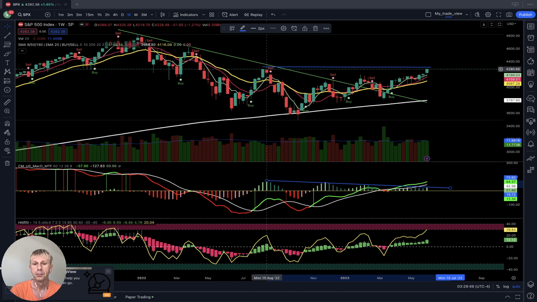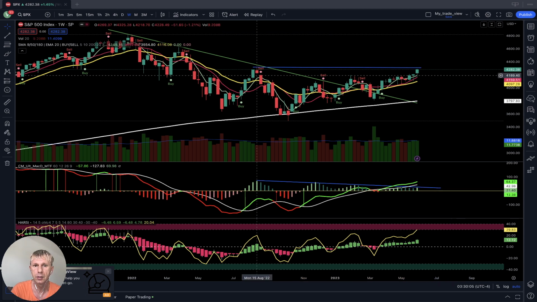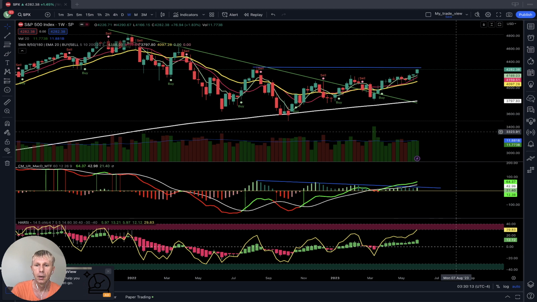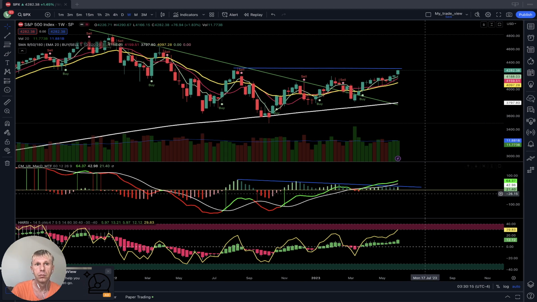From August. We didn't touch it yet, almost there. Yeah, we're almost there. We need one more green day to retest it, August high, August 15 high. But we tested already August 8. That's all. Bullish. S&P 500 bullish also.